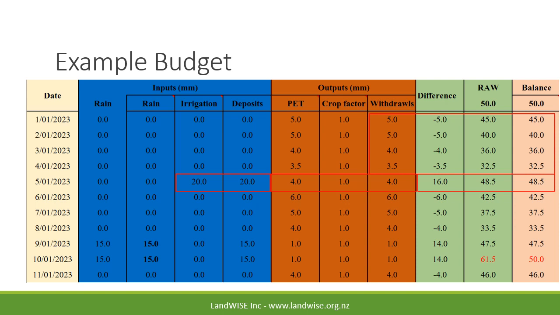After we've had that 15 millimetres on the 9th, that has brought us back up to pretty much field capacity at 47.5. So our second lot of 15 millimetres that falls on the 10th of January, we can see that we're actually sitting at 61.5. Therefore, we have more water supposedly sitting in the soil than the soil can handle because field capacity is 50 millimetres. Therefore, we've had 11.5 millimetres of drainage and or surface runoff. That brings us back to a balance of 50. And then it continues on, tracking our inputs and our outputs and maintaining that balance.